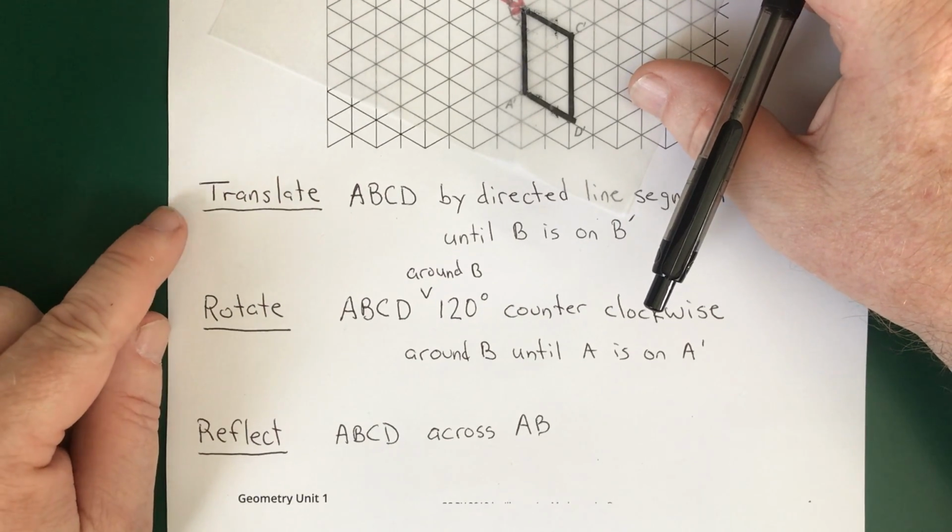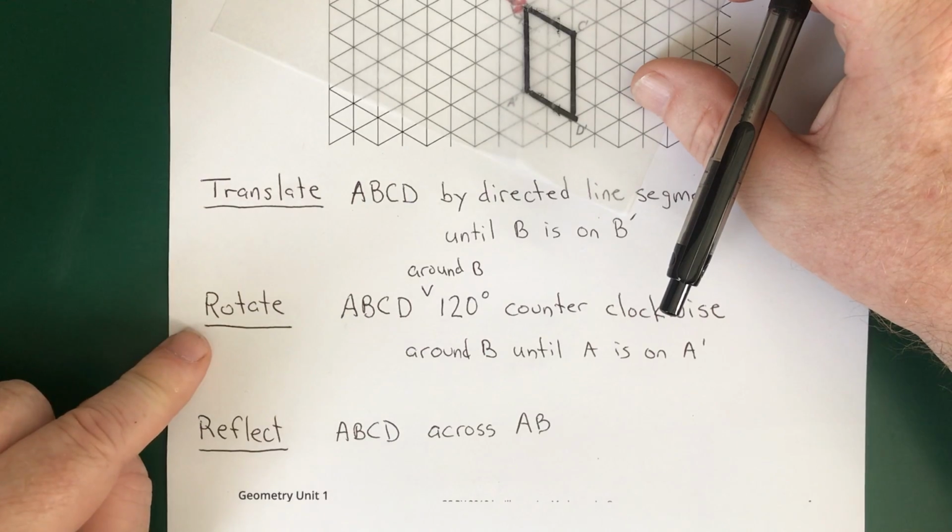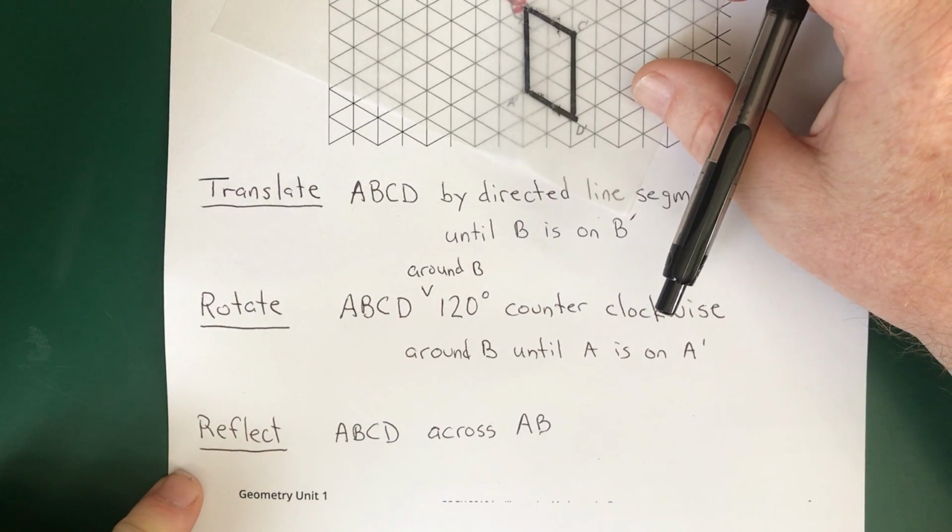And it will always work if you do it in this order. If you start with a translate, and then do a rotate, and then do a reflection if necessary, that will always work.